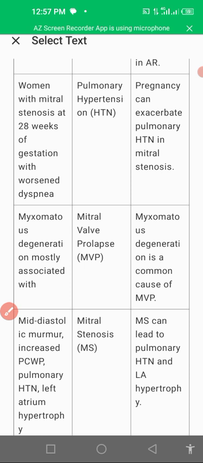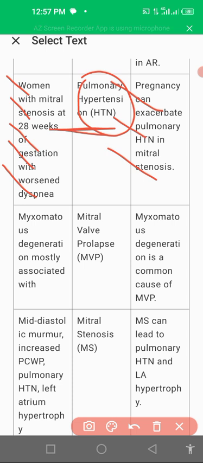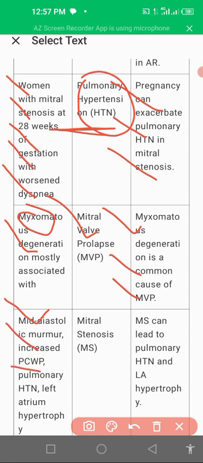Now, coming to the other clinical scenarios: pulmonary hypertension. In pregnancy there will be exacerbation of pulmonary hypertension and mitral stenosis. A woman with mitral stenosis at 28 weeks of gestation with worsening dyspnea, that will be pulmonary hypertension. Mitral valve prolapse, in which there is myxomatous degeneration, is common in mitral valve prolapse. Mid-diastolic murmur in a patient having increased PCWP, a short form of pulmonary hypertension, will be there.